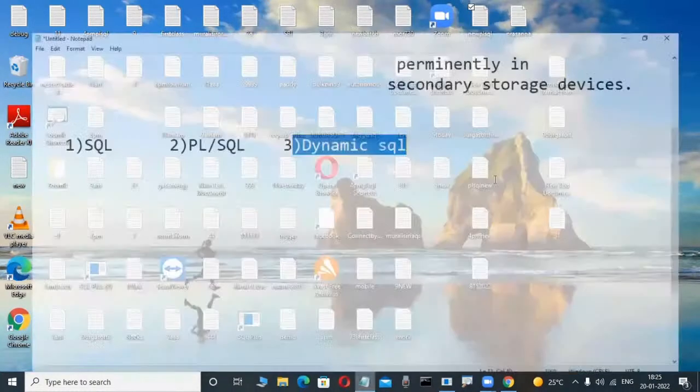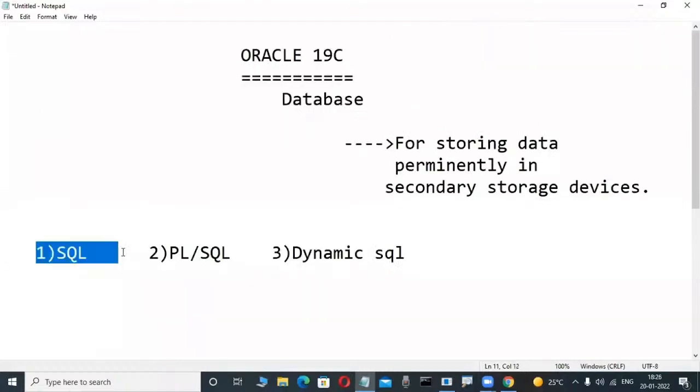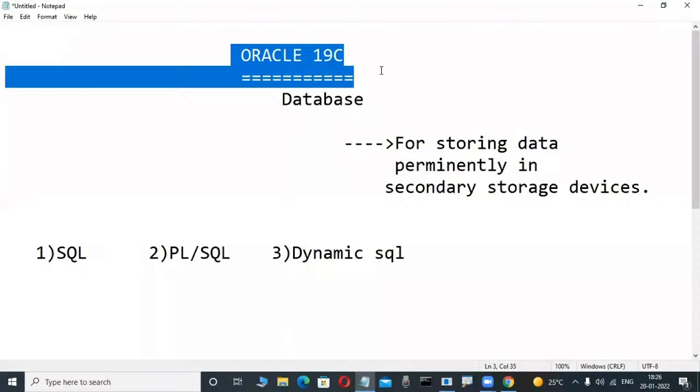Don't worry. That's why we are learning the SQL language first. After that, you get some knowledge, and then you learn about PLSQL. Through these two languages, we are operating the Oracle software.